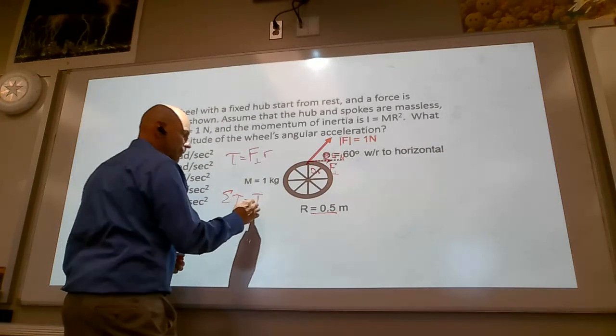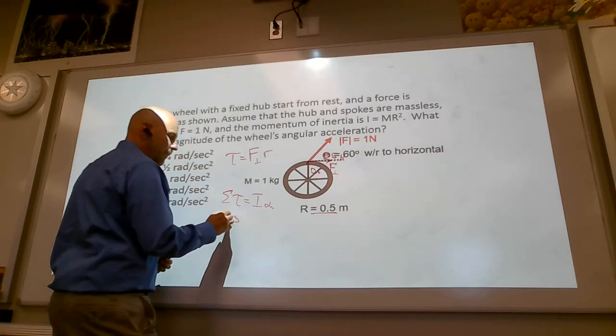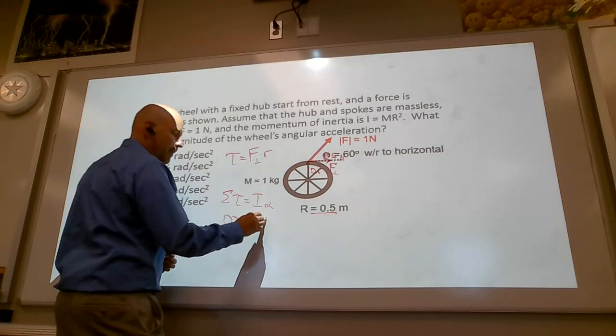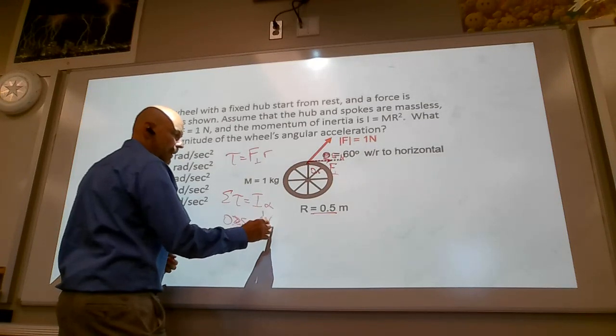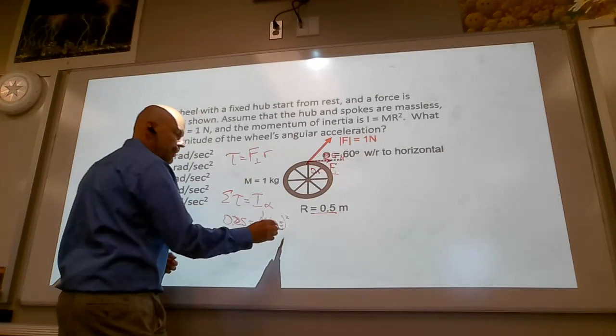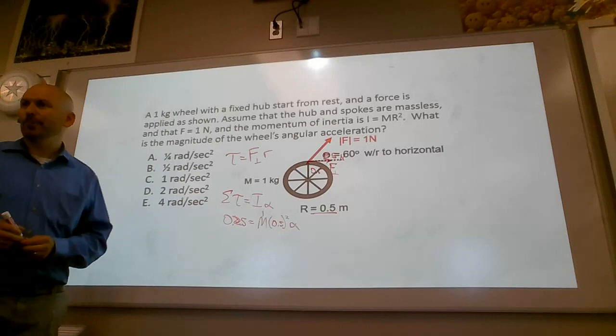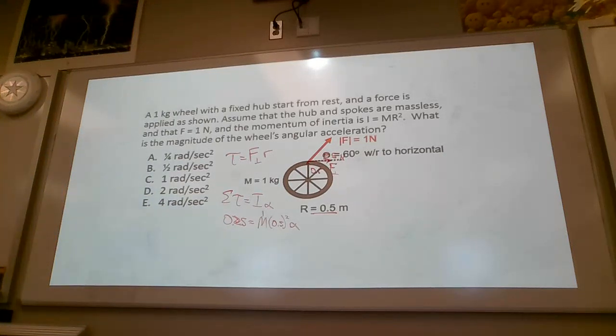That's the only thing exerting torque. So you got 0.25 is equal to m, which is 1, times r squared, which is 0.5 squared, 0.25, times alpha. 0.25 divided by 0.25 is... C. Good?